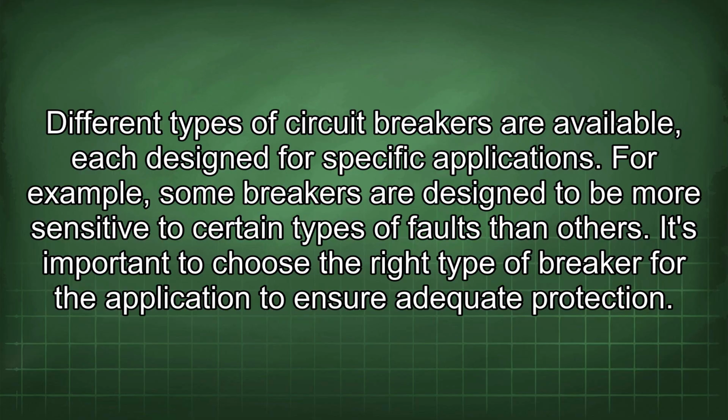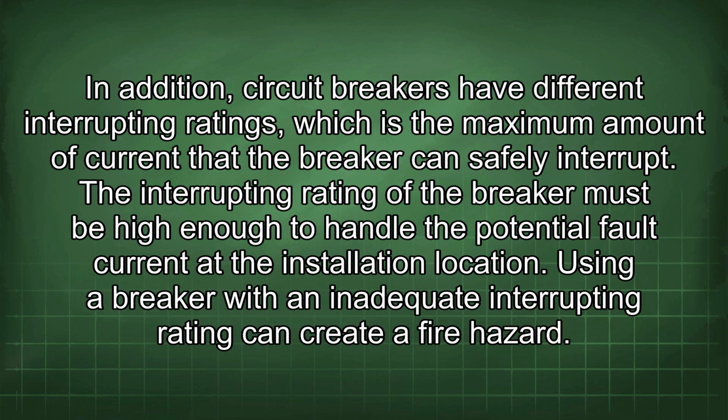Different types of circuit breakers are available, each designed for specific applications. For example, some breakers are designed to be more sensitive to certain types of faults than others. It's important to choose the right type of breaker for the application to ensure adequate protection. In addition, circuit breakers have different interrupting ratings, which is the maximum amount of current that the breaker can safely interrupt. The interrupting rating of the breaker must be high enough to handle the potential fault current at the installation location. Using a breaker with an inadequate interrupting rating can create a fire hazard.